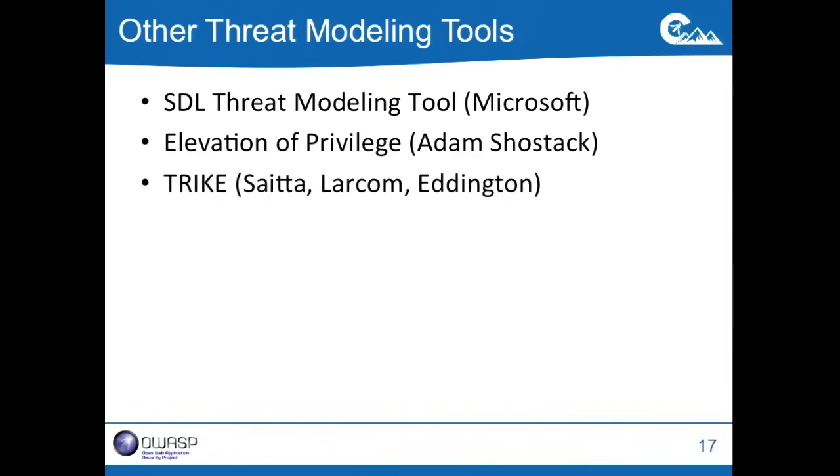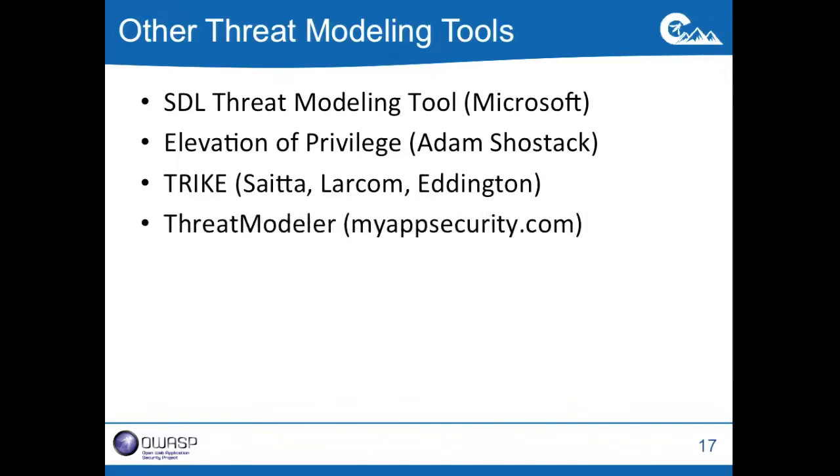There's also a tool called Trike, which is an Excel-based threat modeling tool that helps you enumerate potential threats on your system. And finally, there's ThreatModeler, which unfortunately I haven't tried because it's not free.